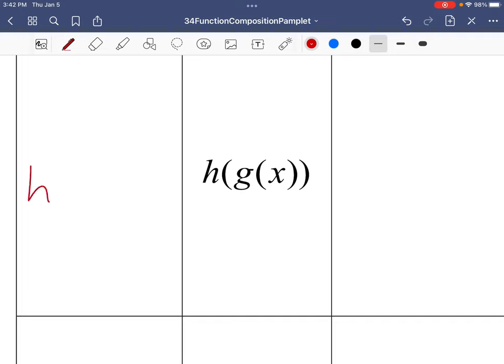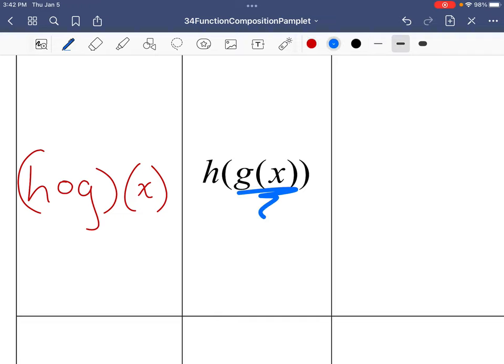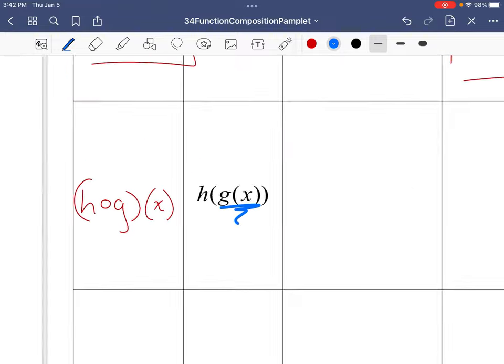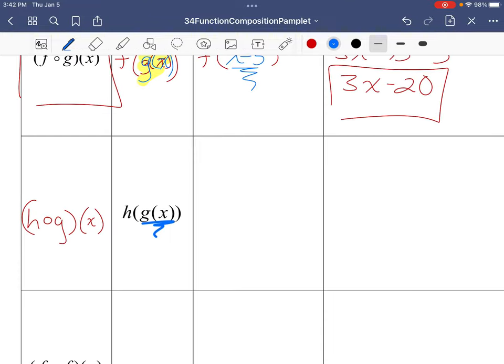How about h of g of x? I could go backwards. I could write that with the little circle notation. Kind of looks silly because it says hog, but it's h of g of x. Now, specifically, g of x is on the inside, and whatever's on the inside is where we start. So that should mean that I can replace that g of x on the inside with what g of x equals. And g of x equals x minus 5. So I replace g of x with x minus 5.